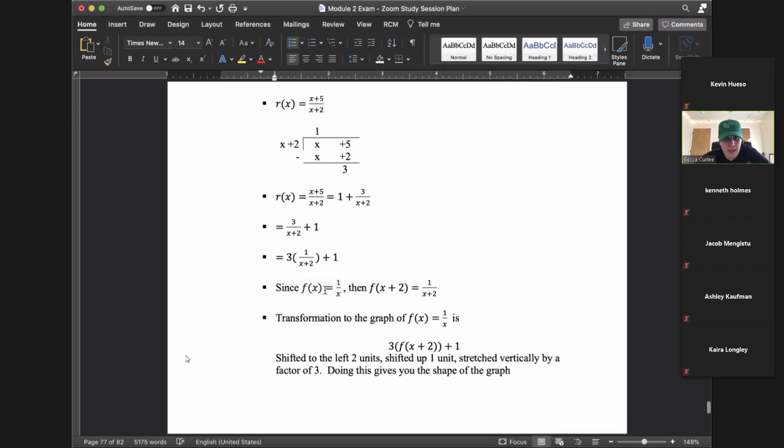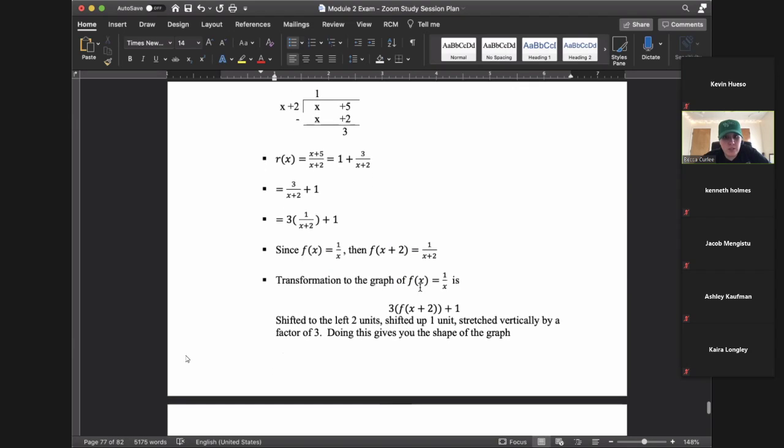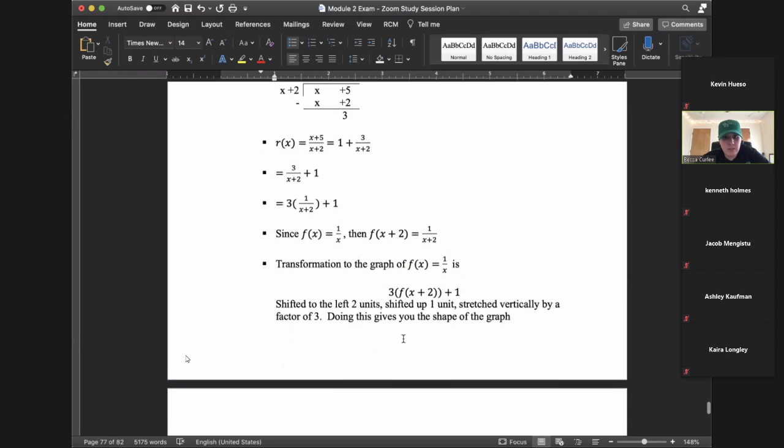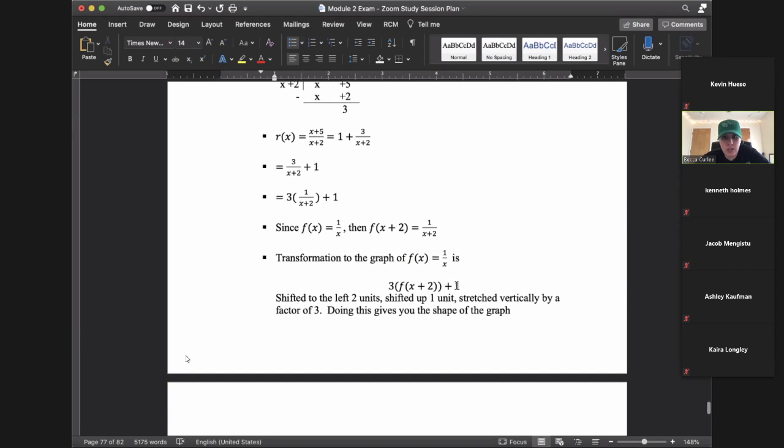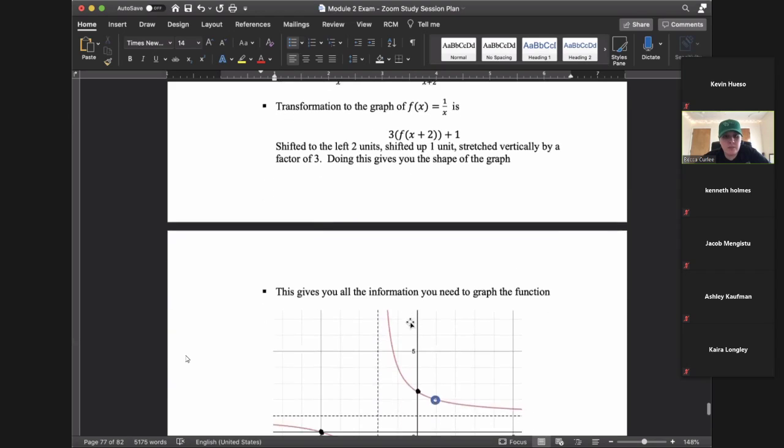And since f(x) = 1/x, then f(x + 2) = 1/(x + 2). So the transformation to the graph of f(x) = 1/x is 3 f(x + 2) + 1. It's shifted to the left 2 units, it's shifted up 1 unit, and it's stretched vertically by a factor of 3. So doing this gives you the shape of the graph.